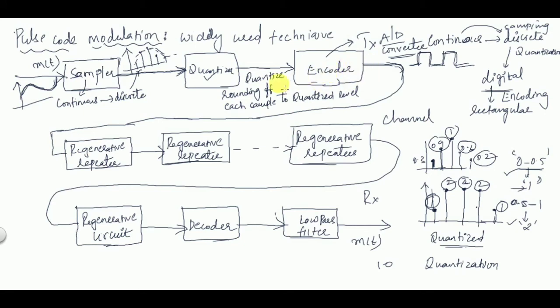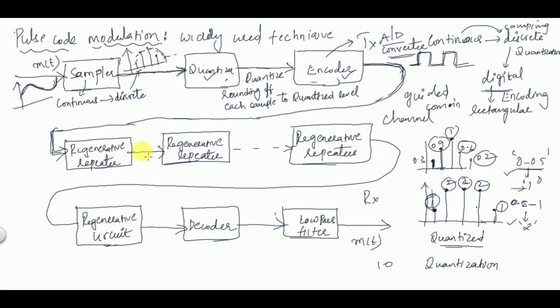Okay, don't worry, quantization and encoding both I will explain clearly in my next video. Then this output is a rectangular pulse, and that rectangular pulse is passed through the channel. As I have told you, pulse code modulation is an example of baseband data transmission. That is, it is passed through a guided communication, that is, it is passed through cables.